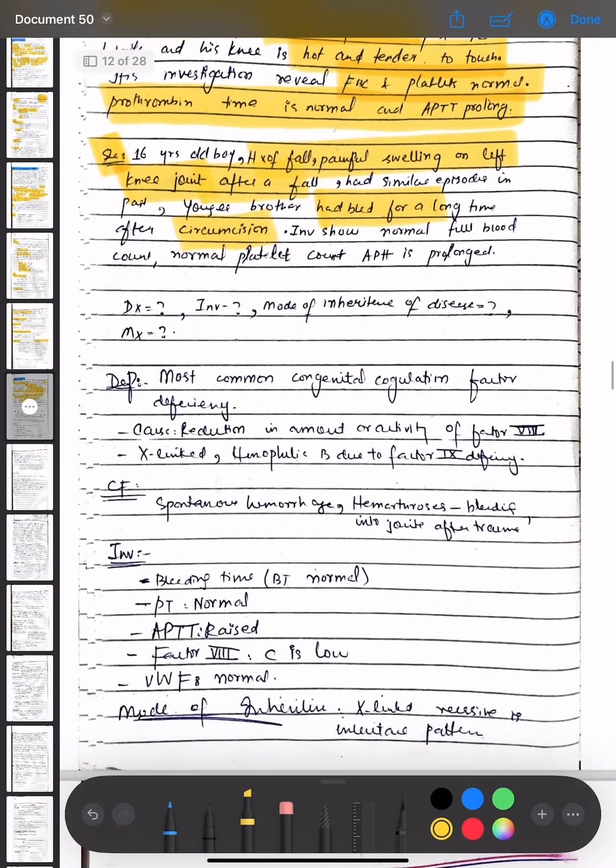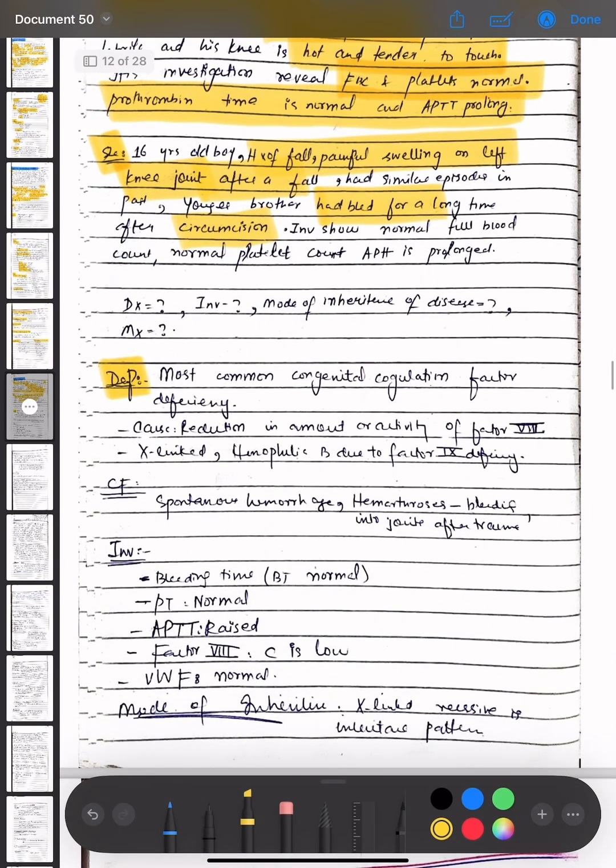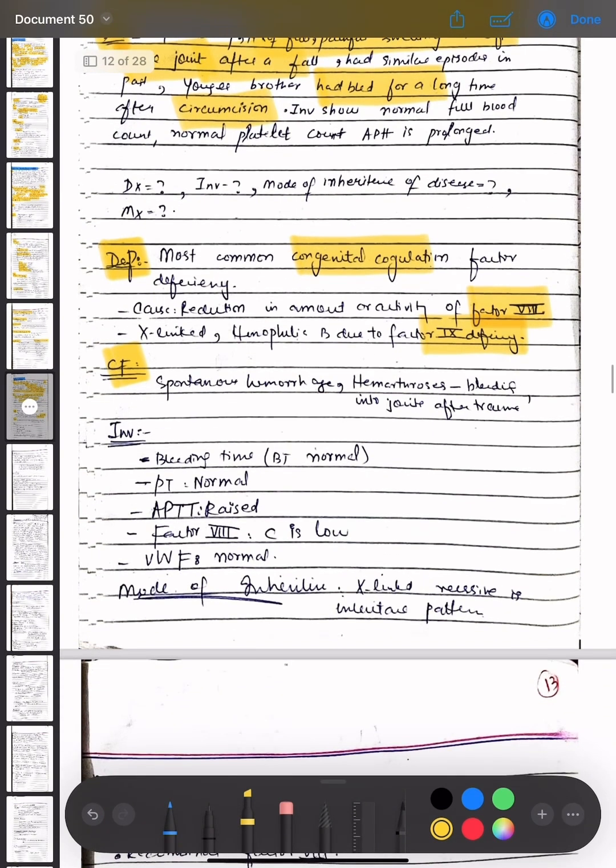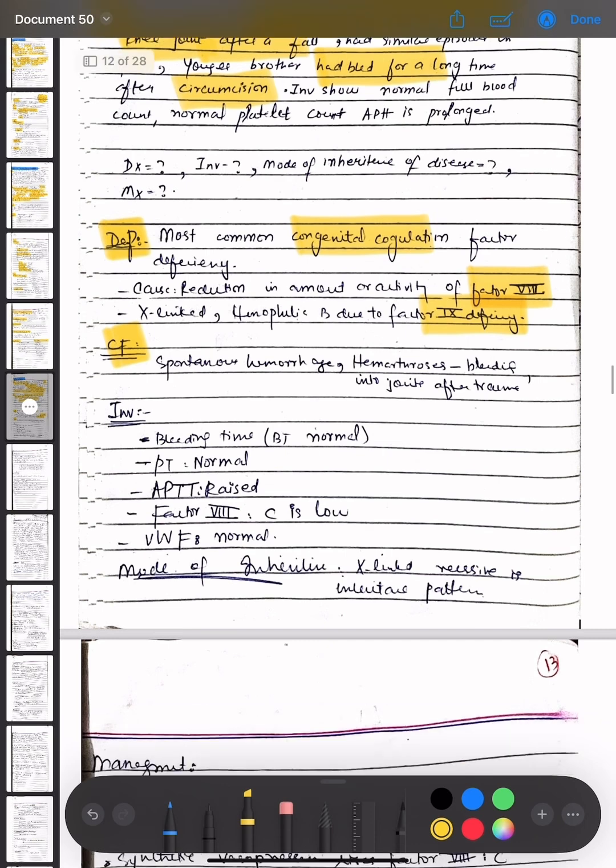The definition of hemophilia: it is the most common congenital coagulation factor deficiency, and the cause is a reduction in the amount or activity of factor 8. It is X-linked. Hemophilia B is due to factor 9 deficiency. The clinical features of hemophilia are spontaneous hemorrhage and hemarthrosis, that is bleeding into joints after trauma.